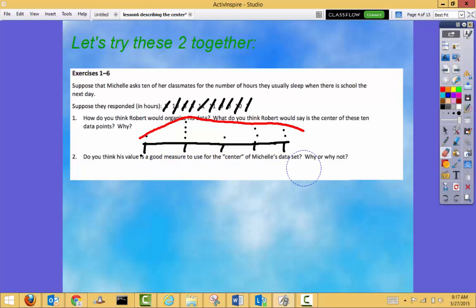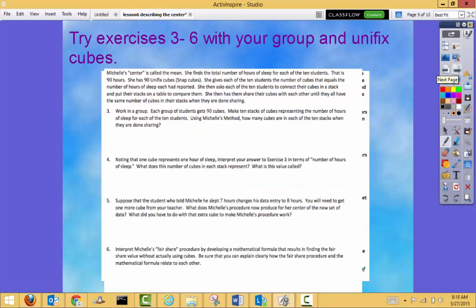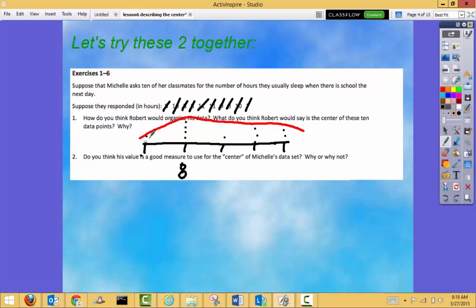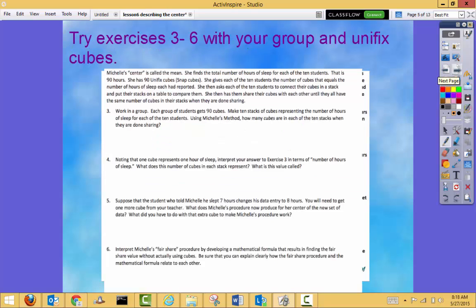Okay, now let's look at this question, though, for number 2. Do you think his value is a good measure for the center of Michelle's data set? Why or why not? So would his assumption of 8 be a good center? Well, it probably wouldn't be a good center. And why is that? Well, I have a lot of data over here. I have 4 dots over here, and I have 4 dots in this 8. So my center looks like it's actually somewhere right in the middle, not at that highest point. Okay, so let's continue exploring the difference between the highest point for the center and why it might not be the best way to find the center.